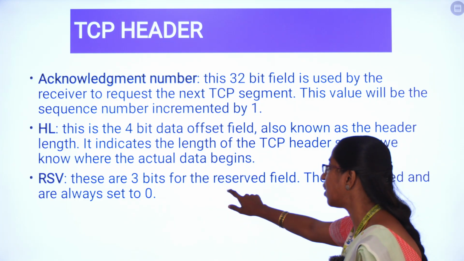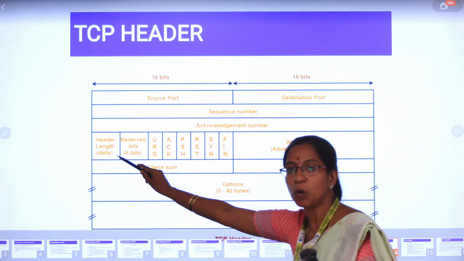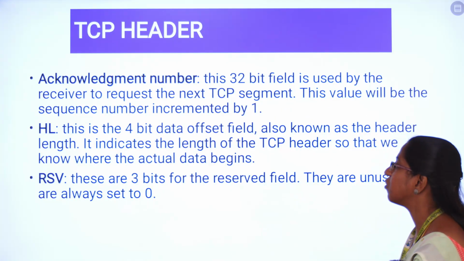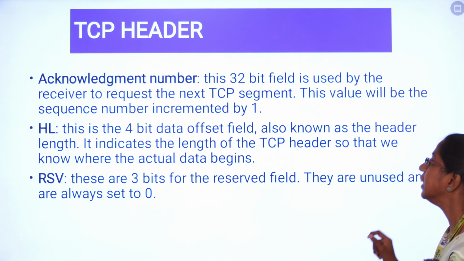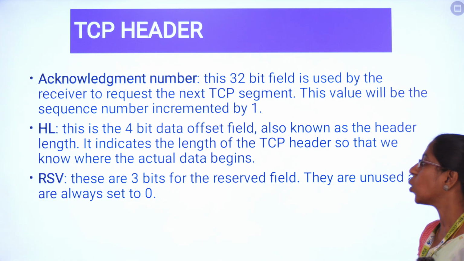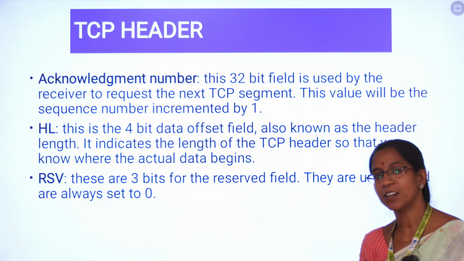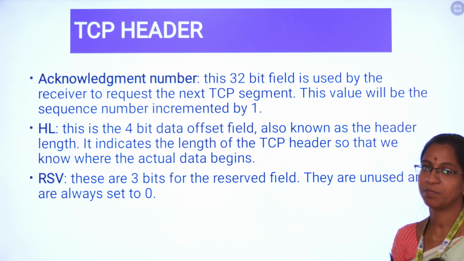Then, as per our diagram, the next topic is header length, which is a 4-bit field. The header length is a 4-bit data offset field. It indicates the length of the TCP header so that we know where the actual data begins. So that is the purpose the header length is used.